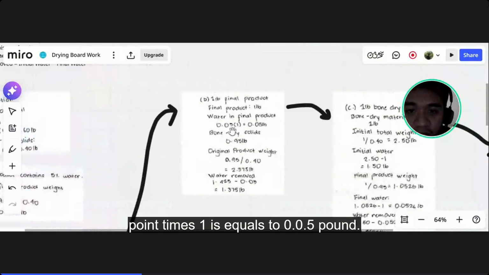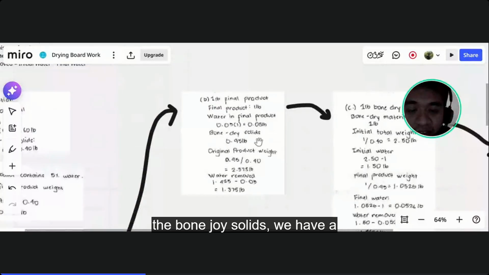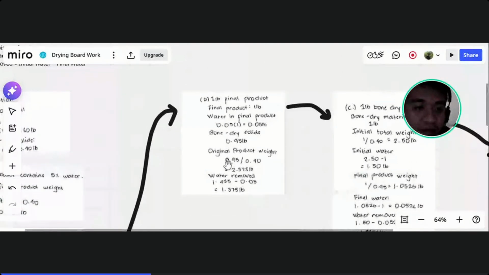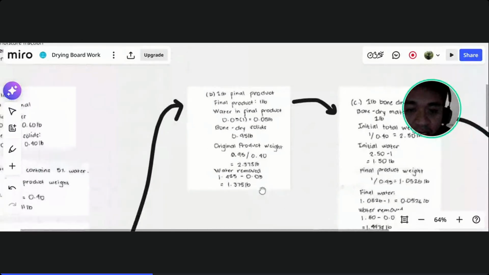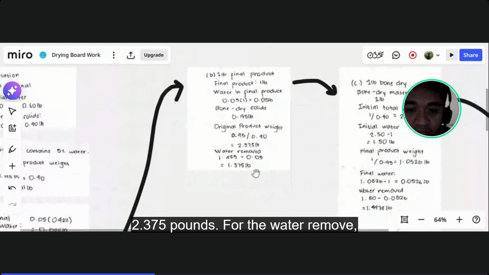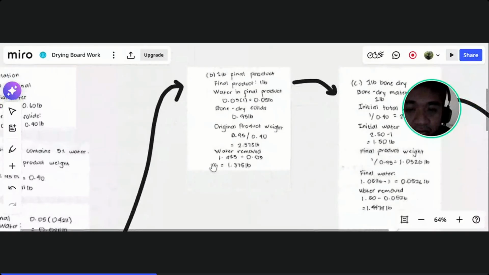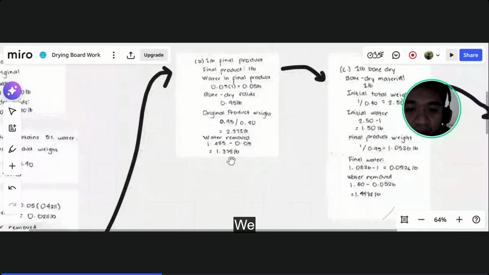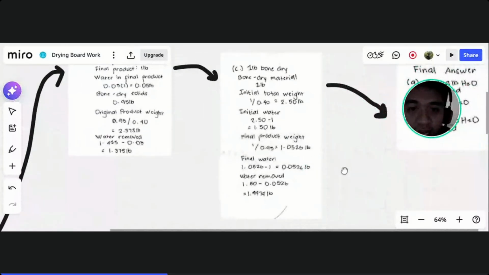For part B, for the final product, we use water in the final product. So 0.05 times 1 is equal to 0.05 pound. For the bone dry solids, we have 0.95 pounds. For the original product weight, we divide by 0.40, so the result is 2.375 pounds. For the water removed, we use 2.375 minus 1, and we have an answer of 1.375 pounds.